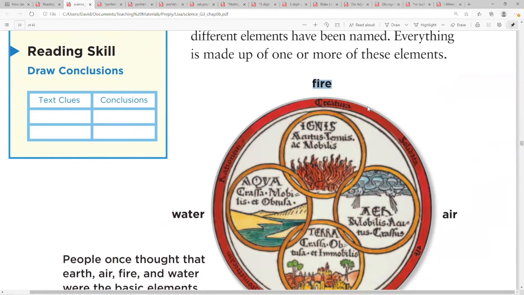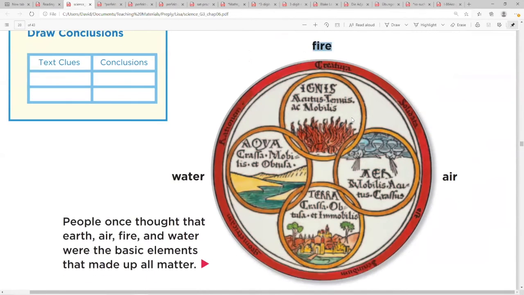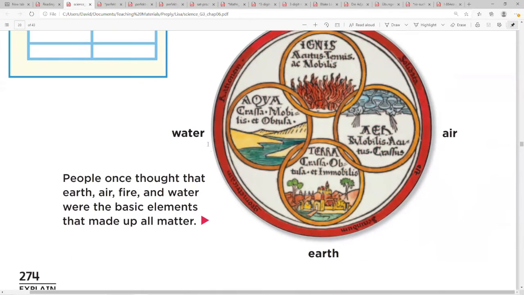It's just fire. And all of the pictures are just a picture of, over here you have water, a picture of water. On the bottom you have a picture of earth, so the buildings and the land and the trees. Then the air, you see a cloud with someone blowing air from the cloud.